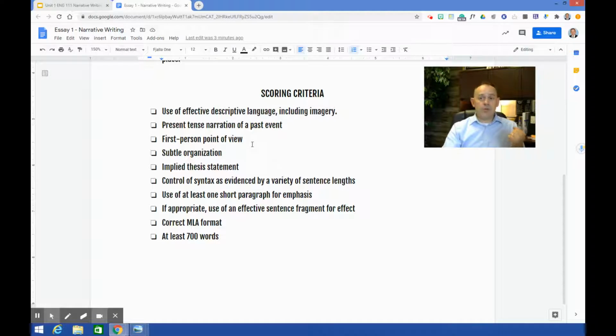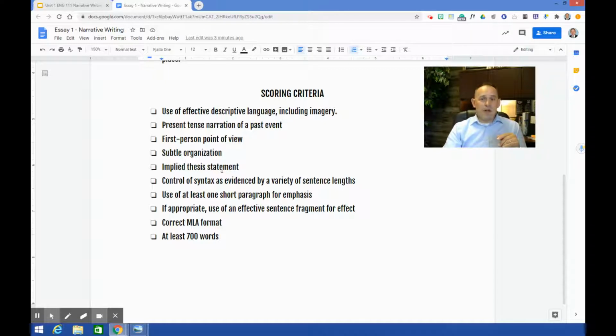First person point of view, again, we're going to check to make sure that you don't dip into the second person using you, and that you don't dip into the third person, he, she, it. Looking for subtle organization, you're going to have to tell me and justify why this paragraph comes before this paragraph and why this paragraph is next. So think about, before you write, how am I going to organize this without saying first, next, and finally?